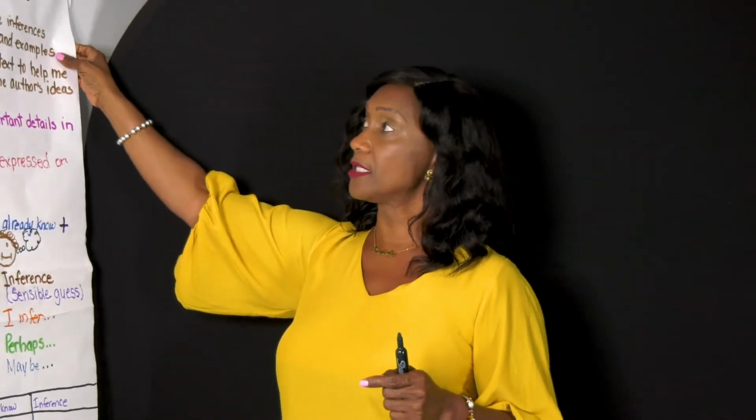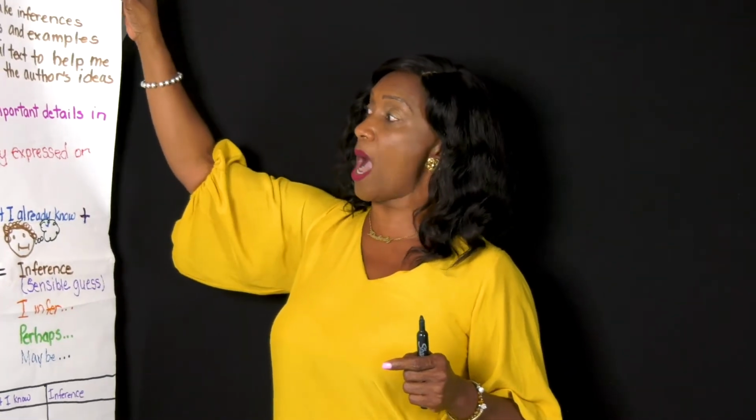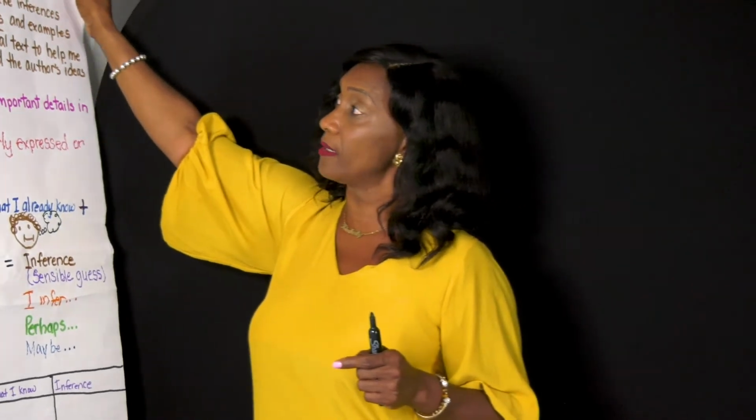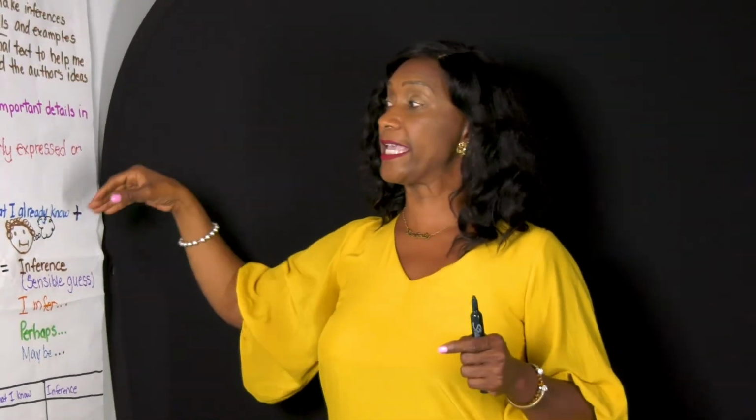Okay, boys and girls, so that is your day 1 of learning. Remember your key details, the important details in a story. Remember explicitly, meaning something that's clearly expressed or demonstrated. And most of all, I want you to remember how to make an inference. An inference equals what you already know about a topic plus what the text tells you, the clues the text gives you, and the inference is your sensible guess about what's going to happen.